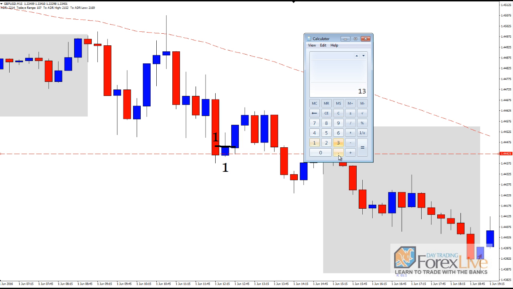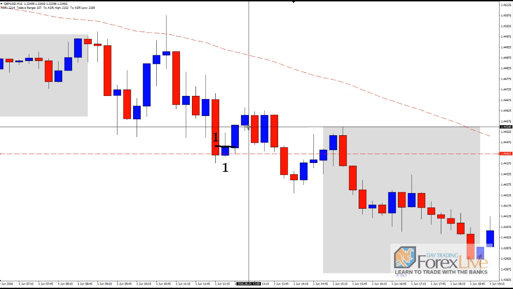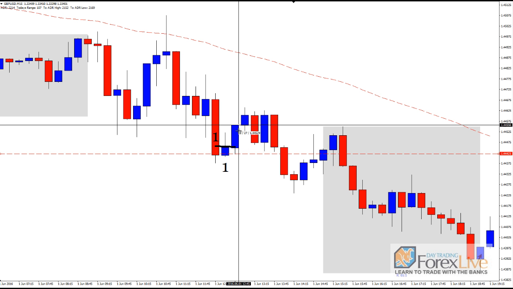So 13.7, that's the entire length of that candle, again, wick to wick. And then you just divide by 3. That gives you a third. A third of the 13.7 pip spread is 4.56. So let's just round that up to 4.6. And that would mean that the market needs to close in the upper 4.6 pips of this candle.